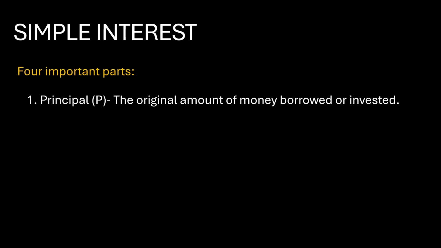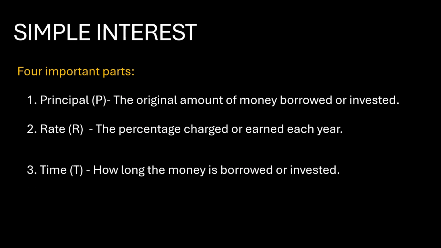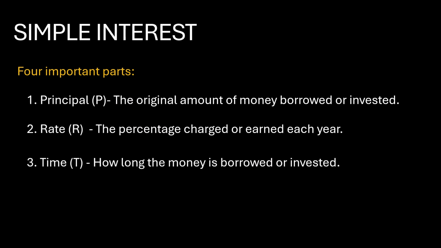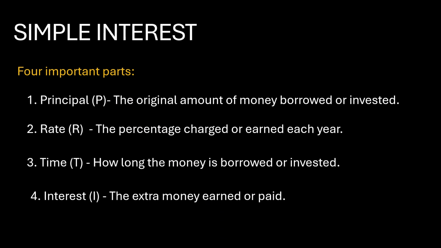Before solving any simple interest problem, let's first identify its four important parts. The first is the principal. The principal is the original amount of money borrowed or invested. Think of it as the starting amount. Second is the rate. The rate tells us what percentage of the principal is charged or earned every year. Third is the time. This tells us how long the money is borrowed or invested. Usually time is expressed in years, unless the problem states otherwise. Finally, we have the interest. This is the additional money earned or paid. Whenever you solve a simple interest problem, always look for these four pieces of information first.